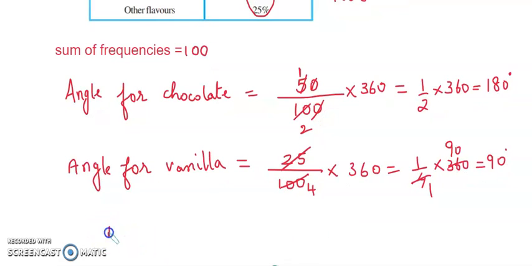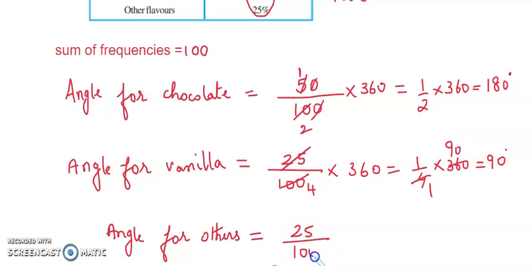So directly I'm going to write angle for other flavors. We need to show the formula, but the answer I'm going to write directly. So did we get the angles for chocolate as 180 degree, vanilla 90 degree, and other flavors 90 degree? Now how to draw it?